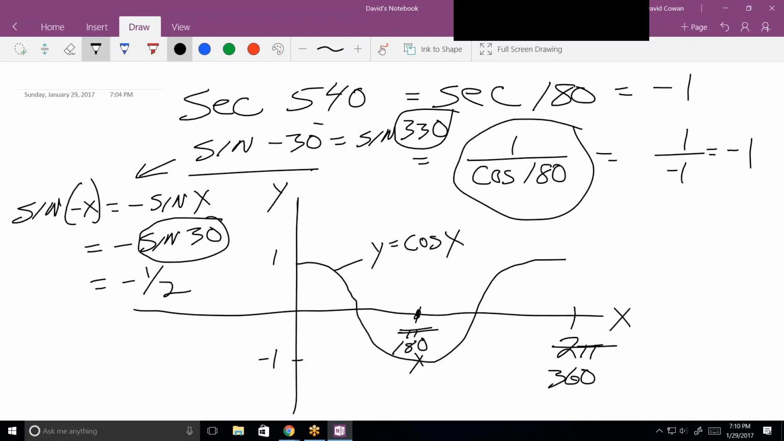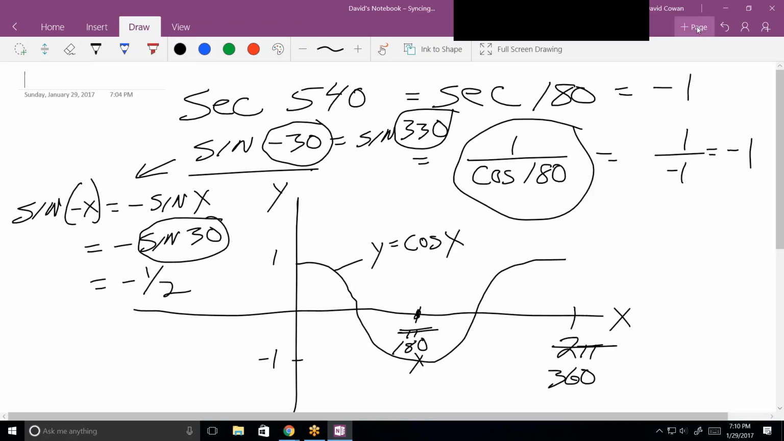So sometimes negative angles, particularly fourth quadrant negative angles, are better solved by just leaving them negative and using the fact that the function is either odd or even. Remember that sine and tangent are both odd and cosine is even. All right, what else you got?